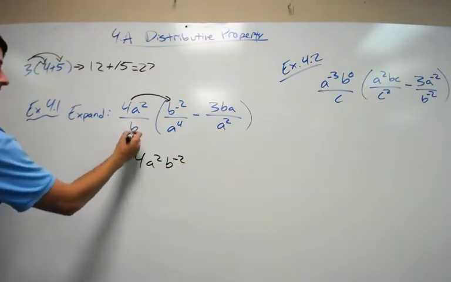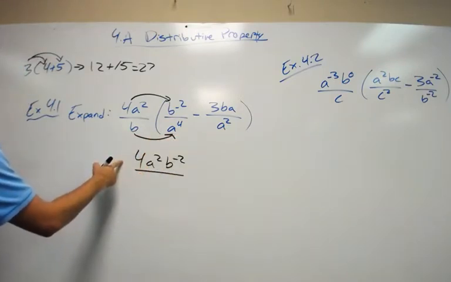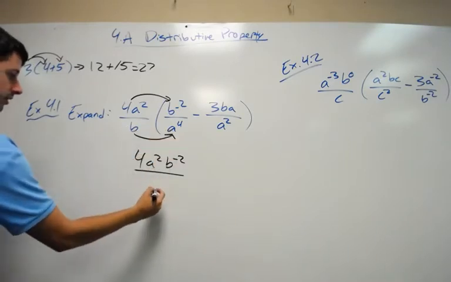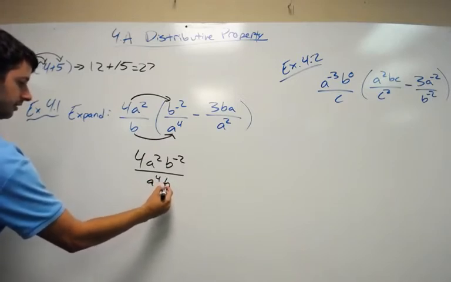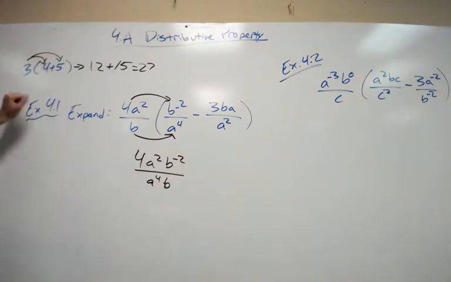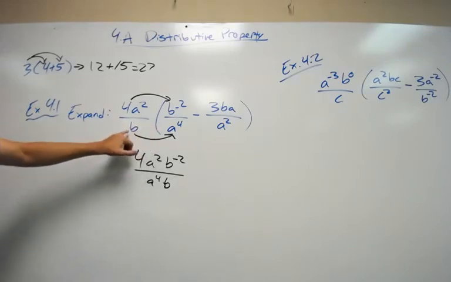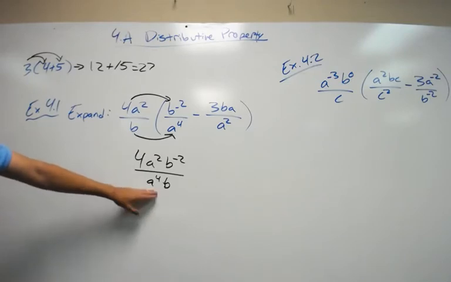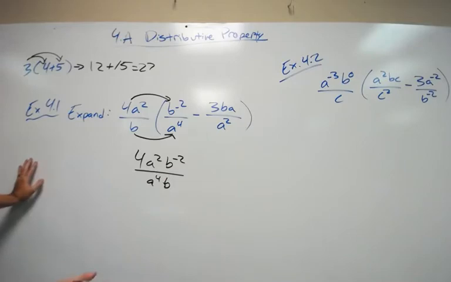Then we do the bottom. So there's the numerator. Then you do the bottom, b times a to the fourth. Now I'm going to put it in alphabetical order just because I like it that way. More organized, easier to see. So I have a to the fourth times b. That's the same as b times a to the fourth. So we just did the first part of the expression. Now we got to distribute it to the next part.